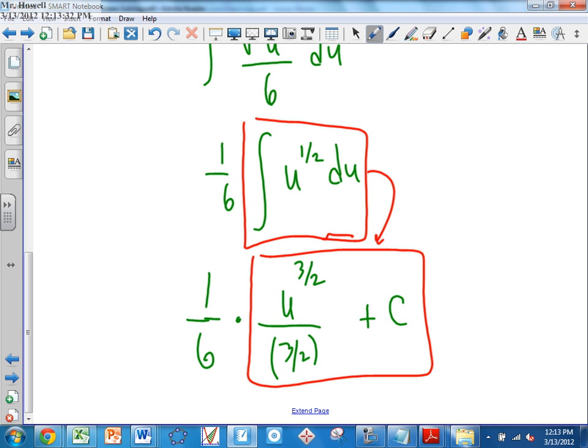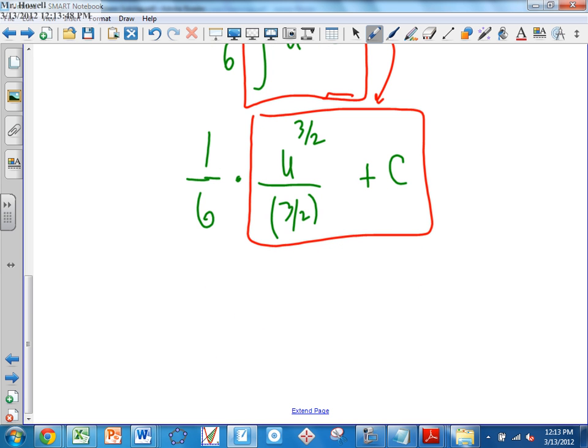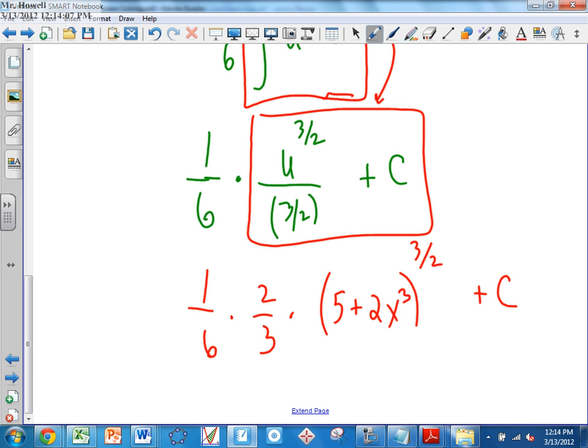So you might be saying to me now, okay, Mr. Howe, great. Now I got this u thing. But we started with x, didn't we? Well, didn't we define u in the beginning of the problem? We defined u as 5 plus 2x cubed. So just rewrite this, but instead of a u, put 5 plus 2x cubed there. So this is now 1/6 times 2/3 times, now instead of a u, I'm still going to have a 3/2 power, plus the c at the end. Instead of the u, now I'm going to have 5 plus 2x cubed. And this, simplified, obviously, we can simplify the fractions, but this is the integral.